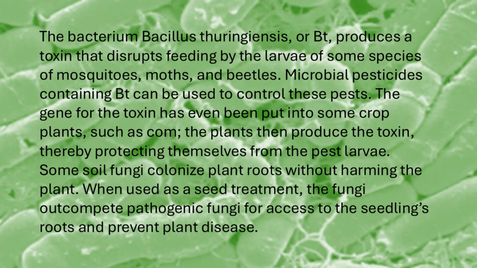The bacterium Bacillus thuringiensis, or BT, produces a toxin that disrupts feeding by the larvae of some species of mosquitoes, moths, and beetles. Microbial pesticides containing BT can be used to control these pests. The gene for the toxin has even been put into some crop plants, such as corn. The plants then produce the toxin, thereby protecting themselves from the pest larvae.